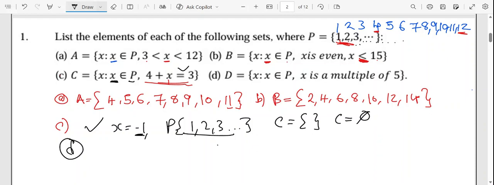All right. So then coming to set D, what do they mean here? X is a member of P. Yes, we have those P elements, but X is a multiple of 5. What are multiples?